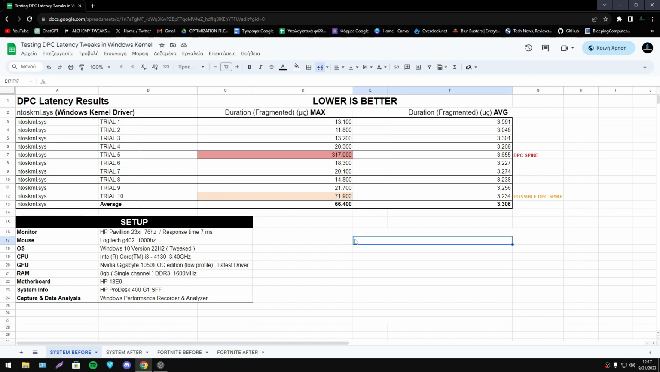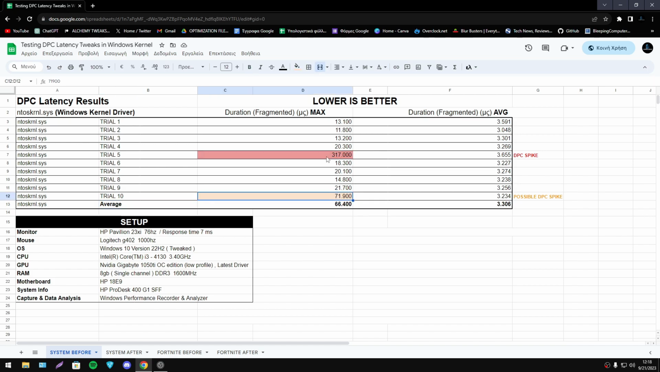Also, many people perhaps have seen many DPC spikes in Ntos kernel, the Windows kernel driver, especially in LatencyMon. And as you will see in my results, I saw the same thing in Windows Performance Analyzer. Anyways, as I said, I did the trials. Okay, system before, in idle mode.